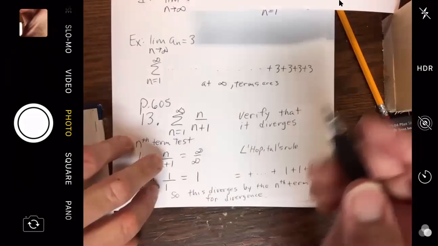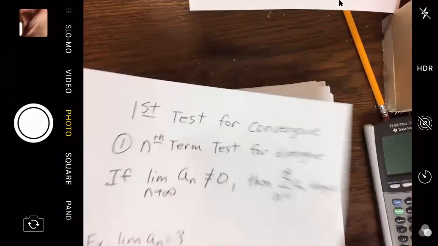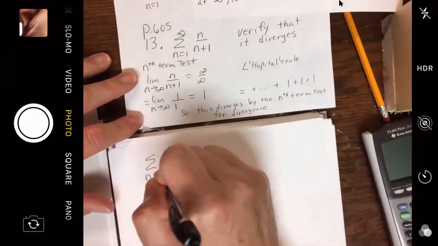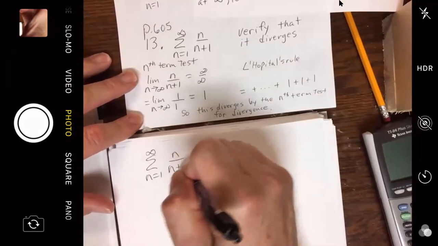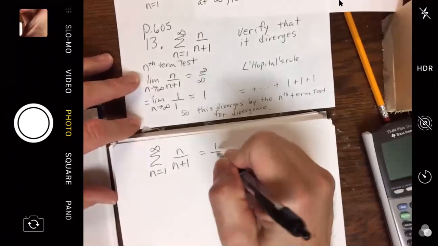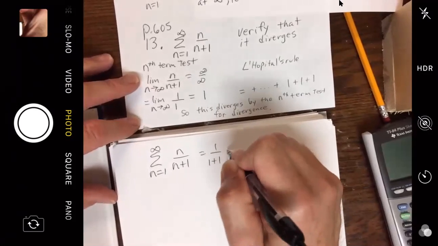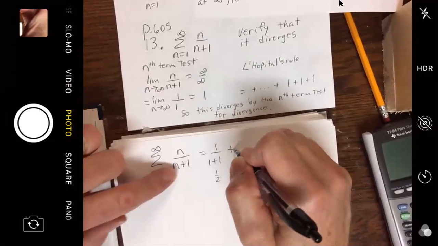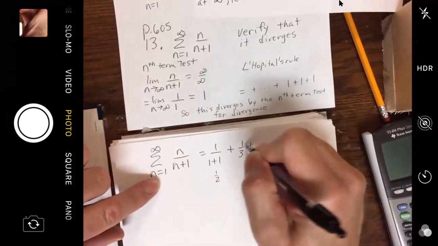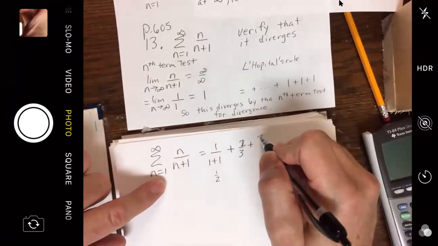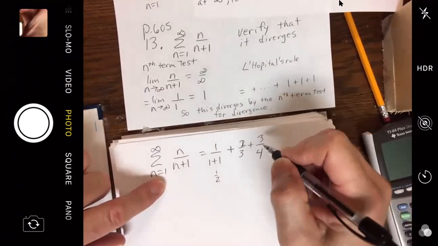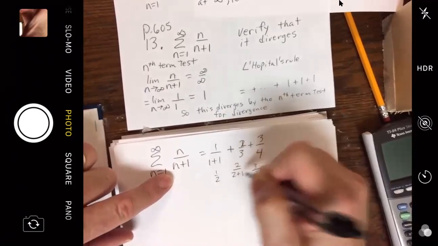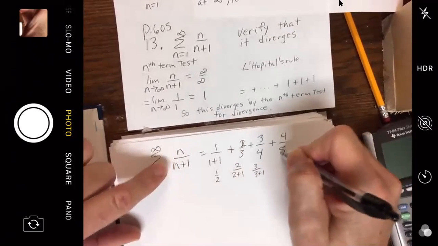You can almost see it by writing out the terms. I don't know if this will help or not. If you write out the terms, summation n equals 1 to infinity of n over n plus 1, we'd have 1 over 1 plus 1, that'd be 1/2, plus 2 over 2 plus 1, that's 2/3, plus 3 over 3 plus 1, 3/4, plus 4/5. You see what the terms are going to?